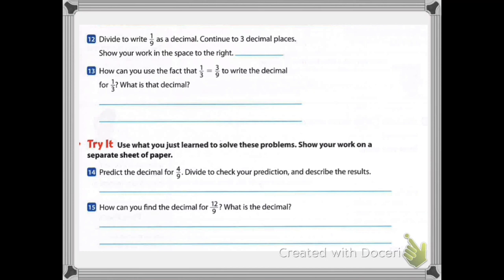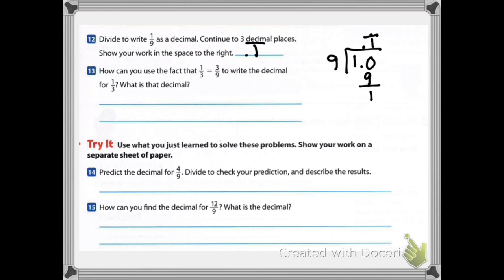Divide to write 1/9 as a decimal. So I'm going to divide this. 1 divided by 9. Okay, how many times does 9 go into 10? Well, that goes in there once. 9, 1. Oh, look, it's going to start repeating. So I know I'm done. So I've got 0.1 repeating.